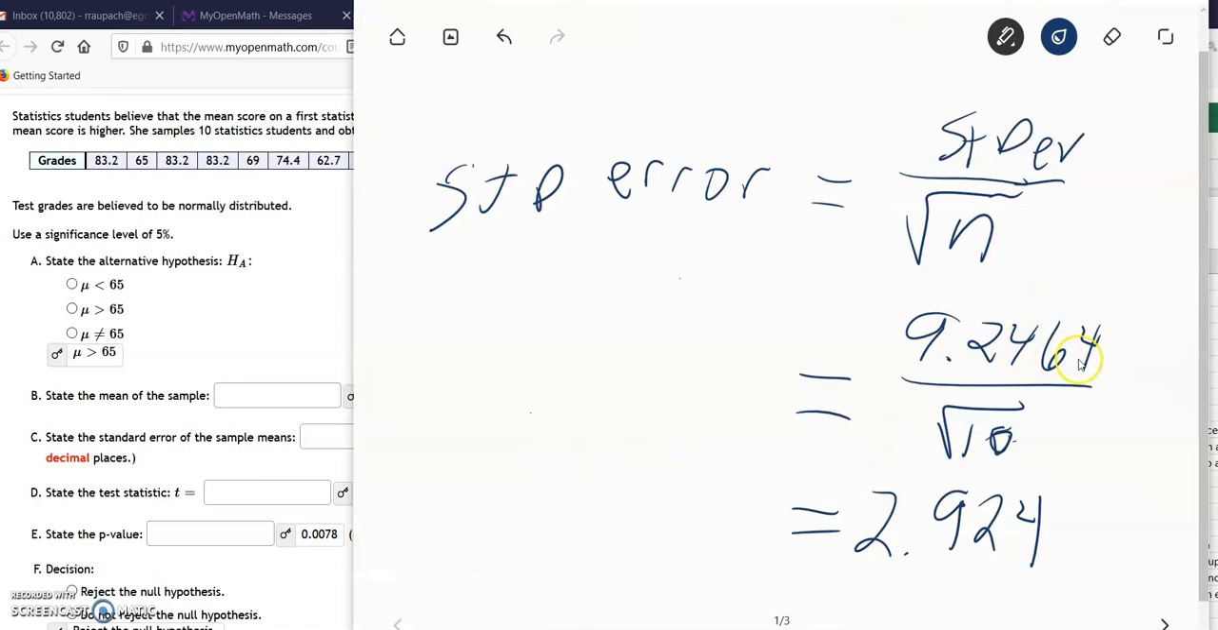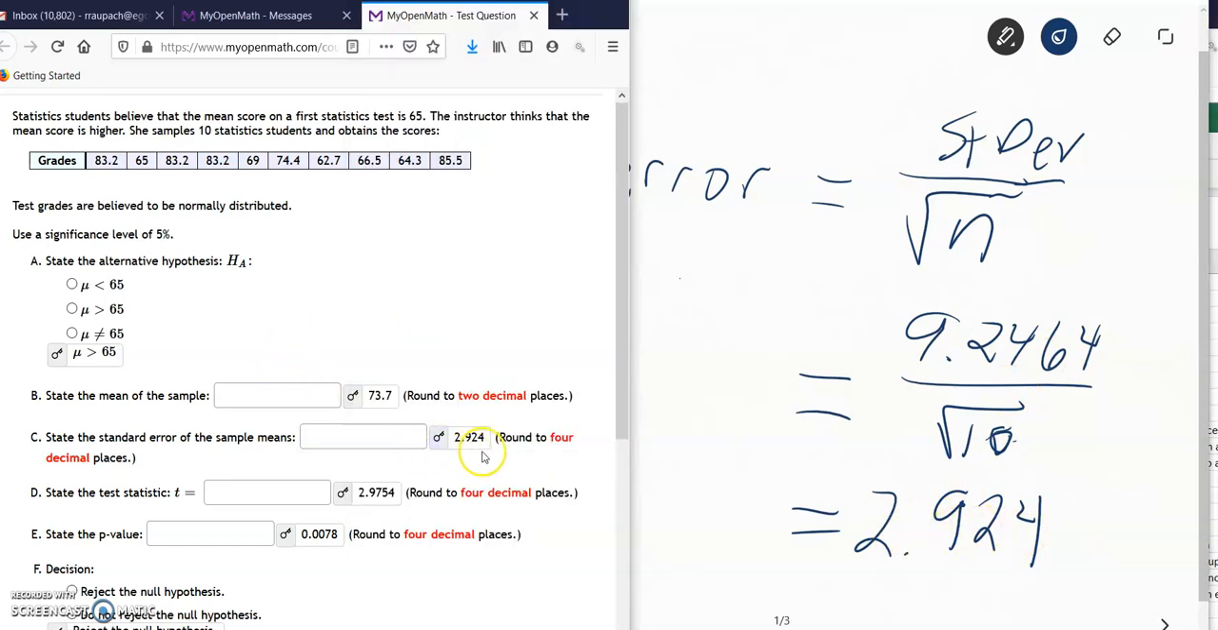So you do 9.2464 divided by the square root of 10, okay? And you get 2.924, and that's the standard error, all right?